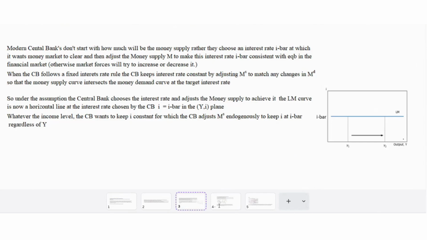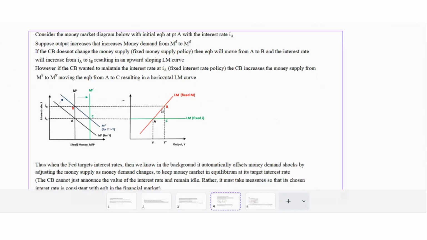Let's look at this diagrammatically, what this means. So consider the money market diagram below with initial equilibrium at point A and interest rate I. Suppose output increases from Y to Y prime, and that increases money demand from MD to MD prime. Now, if the central bank does not change the money supply, it follows a fixed money supply policy. The money supply is fixed at MS.